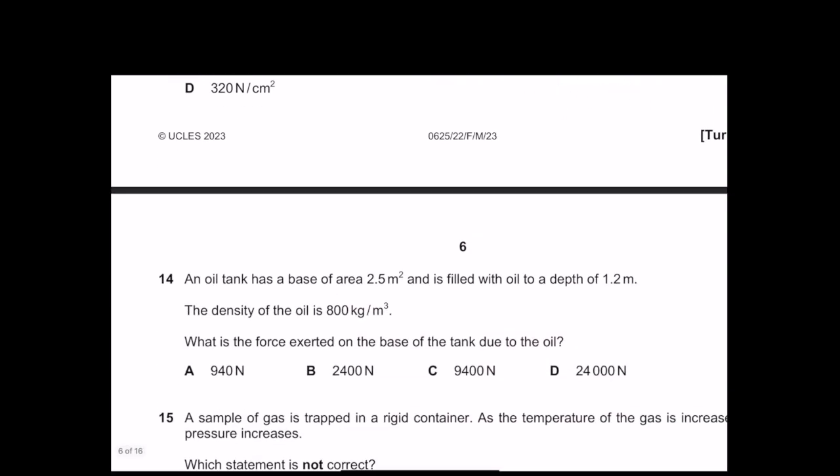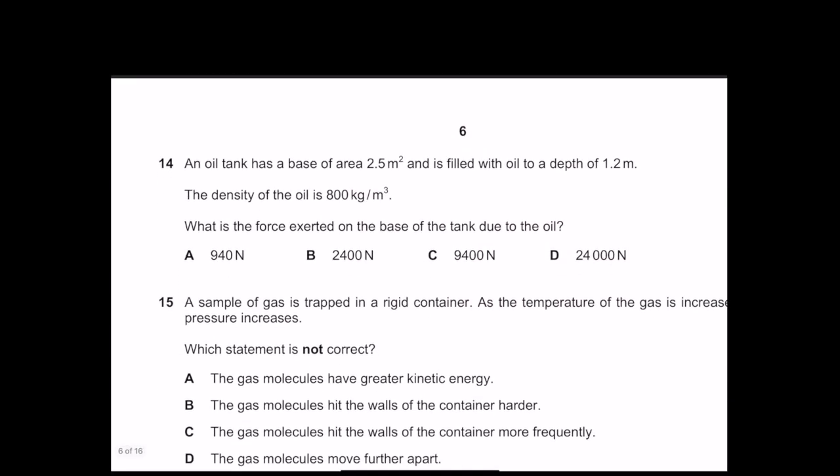That was easy. For question 14, they said an oil tank has a base of area 2.5 meters squared and it's filled with oil to a depth of 1.2 meters. The density of the oil is given. What's the force exerted on the base of the tank due to the oil? You know, any force equals mass times gravitational acceleration. And we can find the mass depending on the law of density. You know, mass equals density times volume. So let me write that down here.